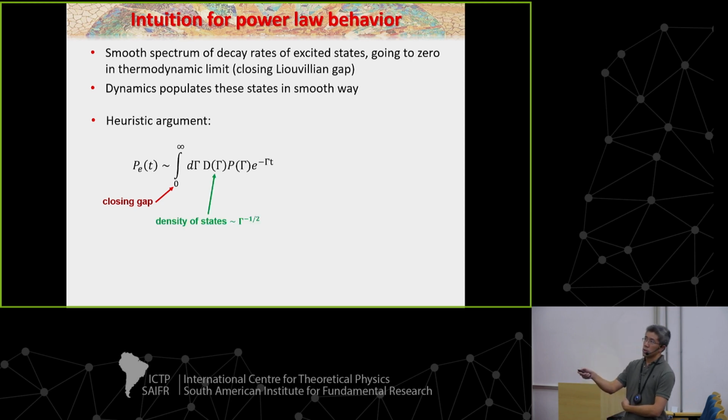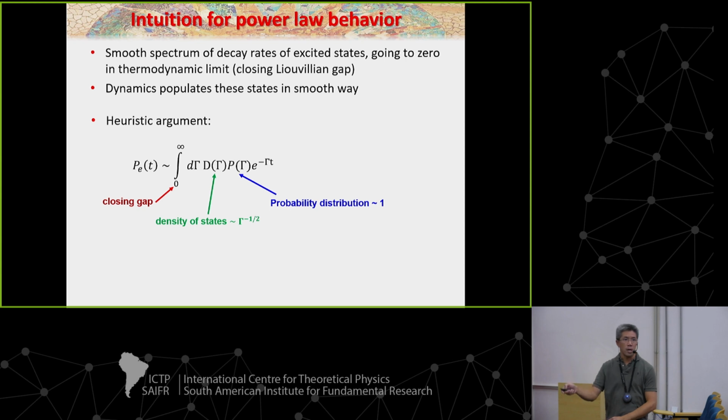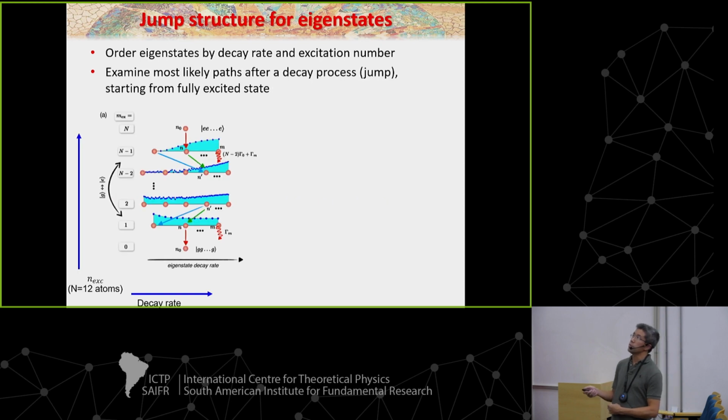And then your total excited state population would be, you take each of these states, you look at their density of states, which in 1D you can easily conclude goes as gamma to the minus 1/2. And then if you assume in the dynamics that all these long-lived states are populated in a uniform manner, then when you do this integral, you exactly get 1 over square root of t. So it's not a proof, but it's some kind of plausible argument of how a power law decay can emerge. Let me show numerically that this kind of smooth distribution seems to be true.